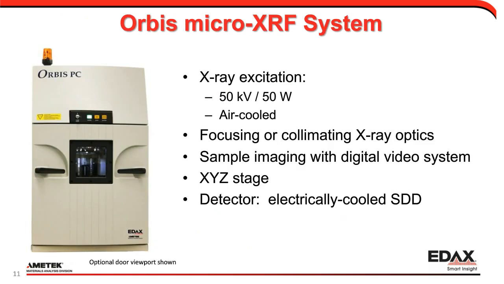This is the Orbis Micro XRF system. It has a vacuum chamber, so we can make analysis both in vacuum, or we can turn the vacuum pump off and you can make measurements at atmosphere. X-ray excitation is done with a 50 kV, 50 watt X-ray tube, so it's about the same power as an incandescent light bulb that you would have around the house. It's air-cooled, so there's no user maintenance necessary for the X-ray tube.